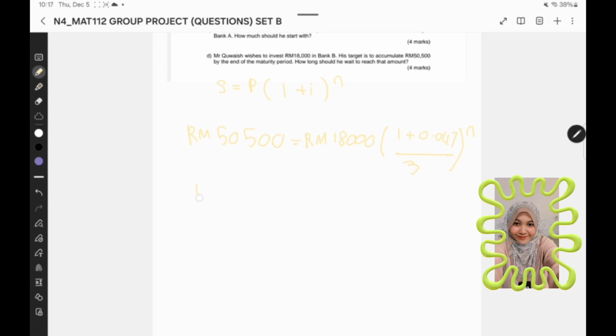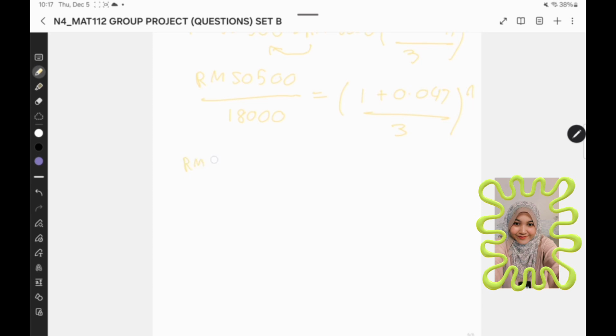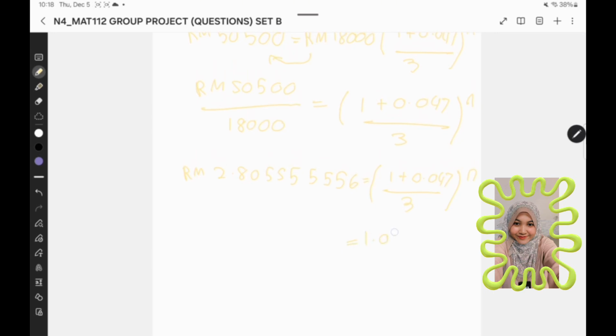And then we divide RM 50,500 by 18,000. So the answer will be 2.8055556 equals, in bracket 1 plus 0.047 divided by 3, close bracket, to the power of n. So we calculate the value in the bracket. The value in the bracket is 1.015666667, to the power of n. This will be 2.805555556.